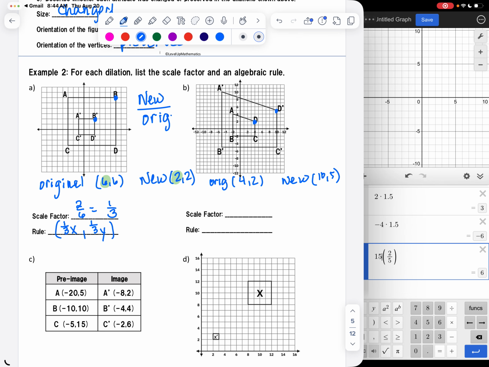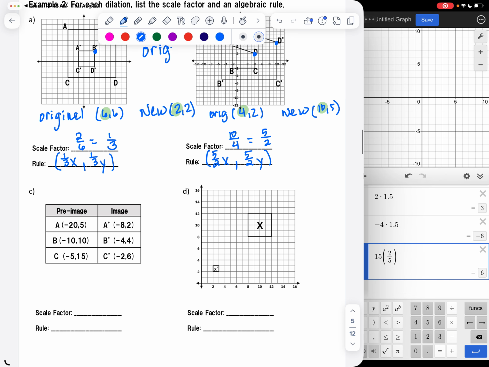So it doesn't matter whether you use the X or Y to make your ratio. So I'm going to take my new 10 and divide it by my original 4. Now I'm probably going to have to reduce here because those both have a common factor of 2. So 10 divided by 2 is 5. 4 divided by 2 is 2. So my scale factor that was used to create my new figure was 5 over 2. So my rule is 5 over 2 times x, 5 over 2 times y.